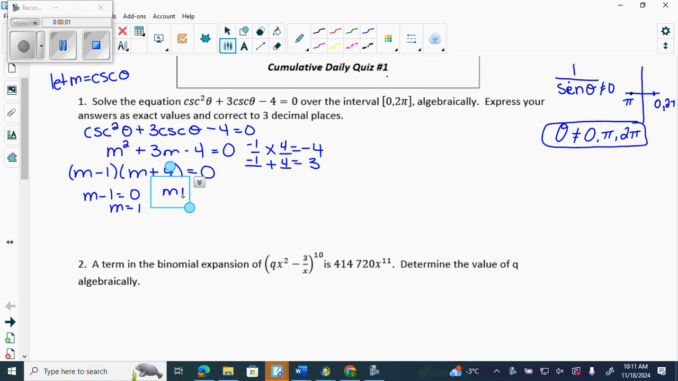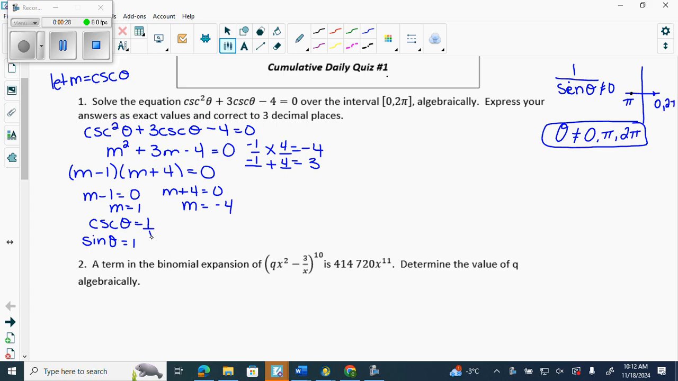m plus 4 equals 0, m equals negative 4. And what is m the same as? Cosecant. So we have cosecant theta equals 1. We can flip answers, not angles, correct? So cosecant is the same as sine theta equals what? 1. Why is it still the same? Because 1 over 1, and when you flip 1 over 1, you get 1.